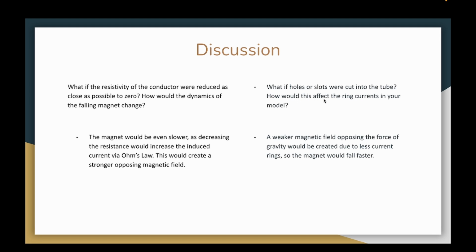And then the second question is, what if holes and slots were cut into the tube? How would this affect the ring currents in your model? This would generate a weaker magnetic field opposing the force of gravity, and that would be due to less current rings, so the magnet would fall faster.